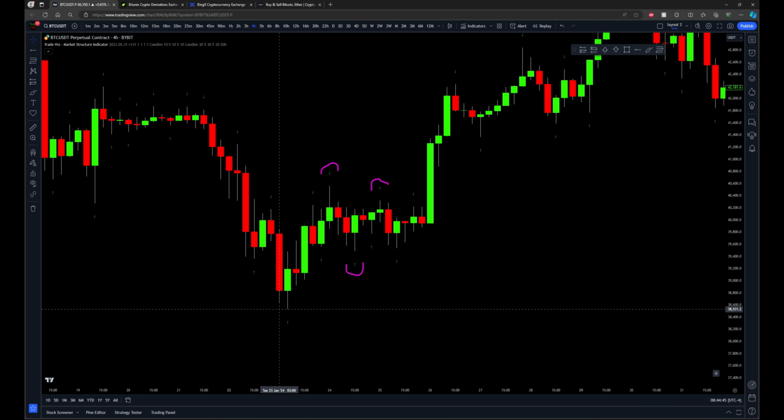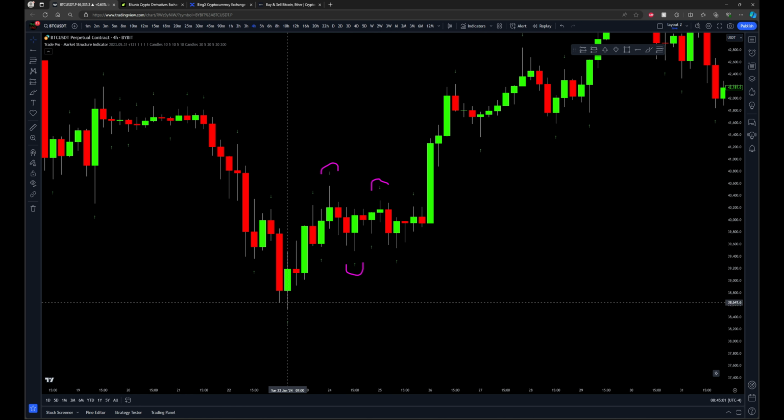And so what will make a valid pullback to then begin marking our market structure? We need to see that there's a short-term swing low or swing high, followed by another short-term swing high or swing low, another swing low, swing high.